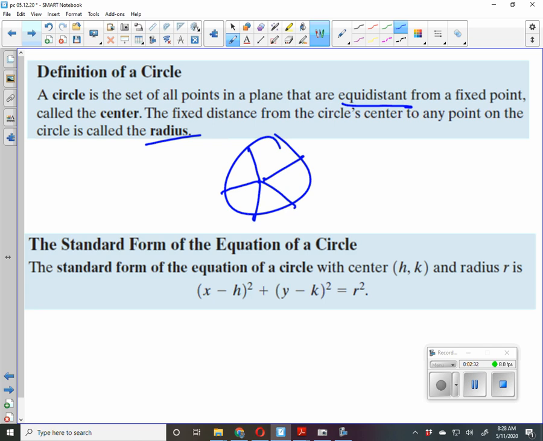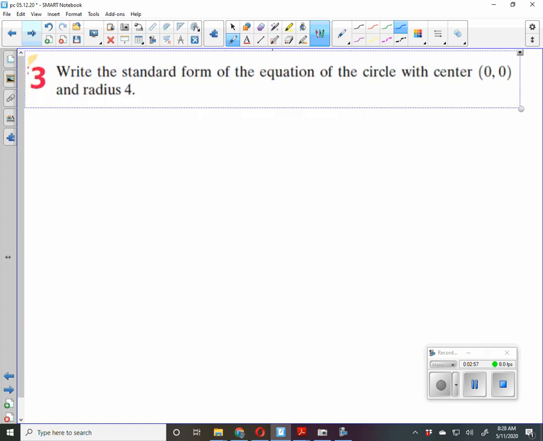The standard form of the equation says (x minus h) squared plus (y minus k) squared equals r squared. Remember, h and k are the center, always the opposite of the signs you see, and r is equal to your radius. I believe you've seen this before, but let's go through it anyway. Write the standard form of the equation of a circle with center at 0, 0 and radius 4. That's simply x squared plus y squared equals 16, which is r squared.